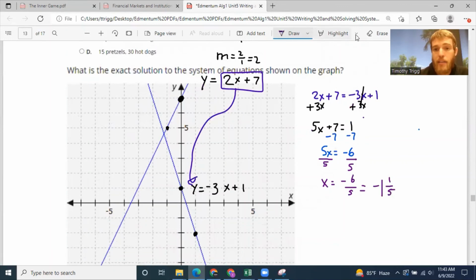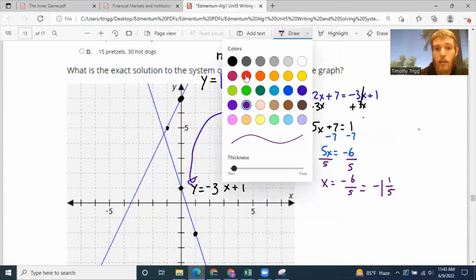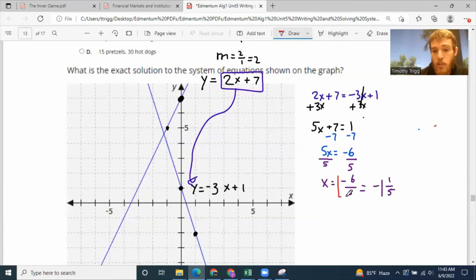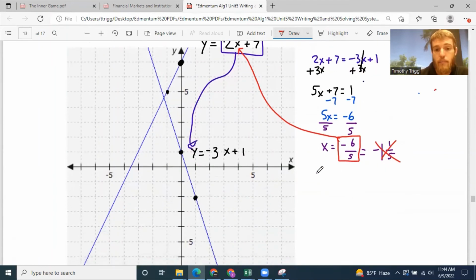Well, now that I know my x value, I can take that x value. I'm just going to take the improper fraction because I don't like mixed numbers, and I'm going to replace it into one of my original equations. I'm just going to replace it into this one here. So now let's rewrite this equation, but instead of x, I'm going to write negative 6/5. So that's going to be y equals, see how it says 2 times x? That's going to be 2 times, and I'm substituting x for negative 6/5. And then plus 7.